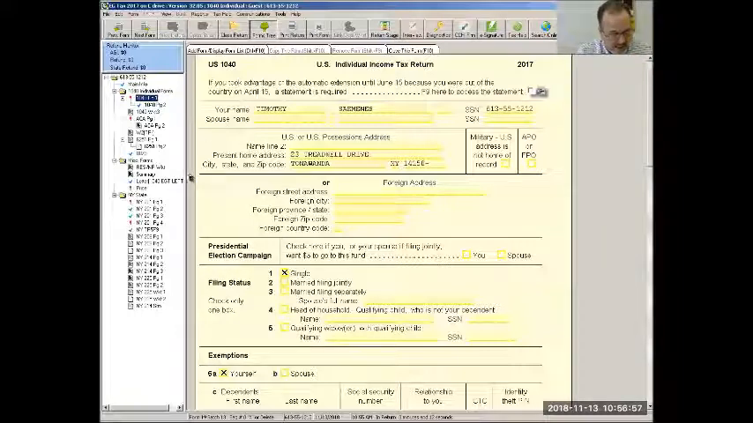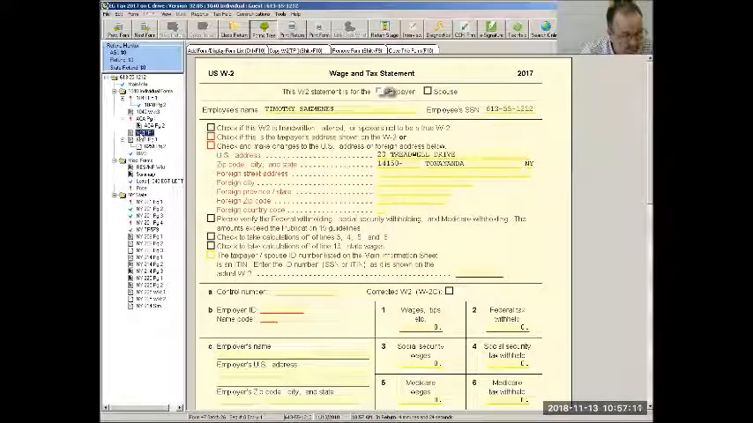Let's take a look at his tax documents first, and then we'll come back to his little list here. So tax documents wise, he has a W-2 on page 11.6. He has that from bank security systems. All right.